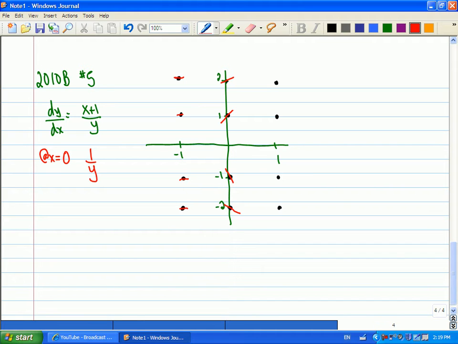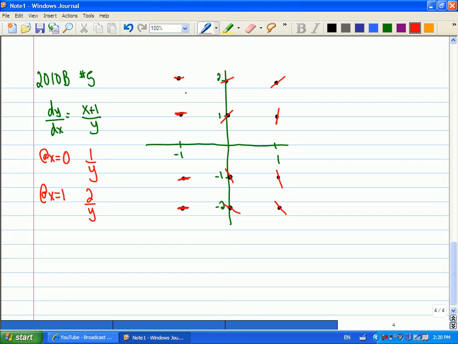And then when we go to x equals 1, you got 2 over y. So this will be negative 1. Maybe that's a little steep. I'll draw it a little less steep. Then this would be negative 2. This would be positive 2. And this would be 1. So that's okay. That looks like a pretty decent slope field.